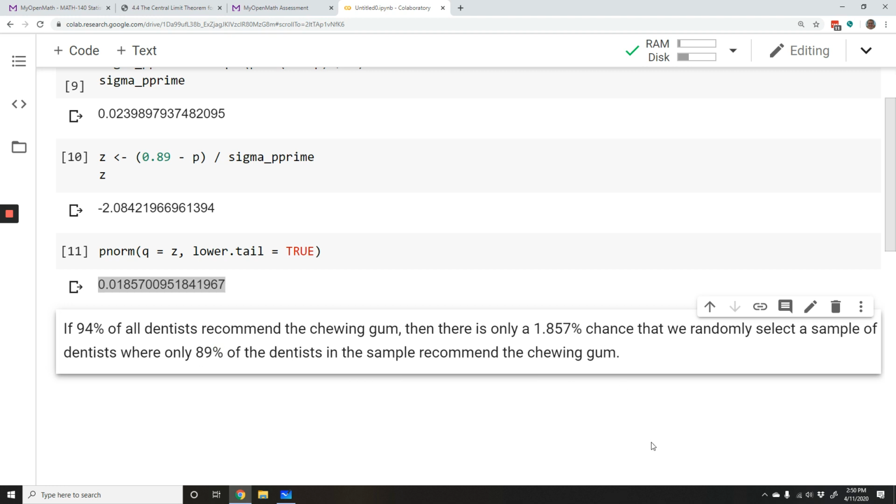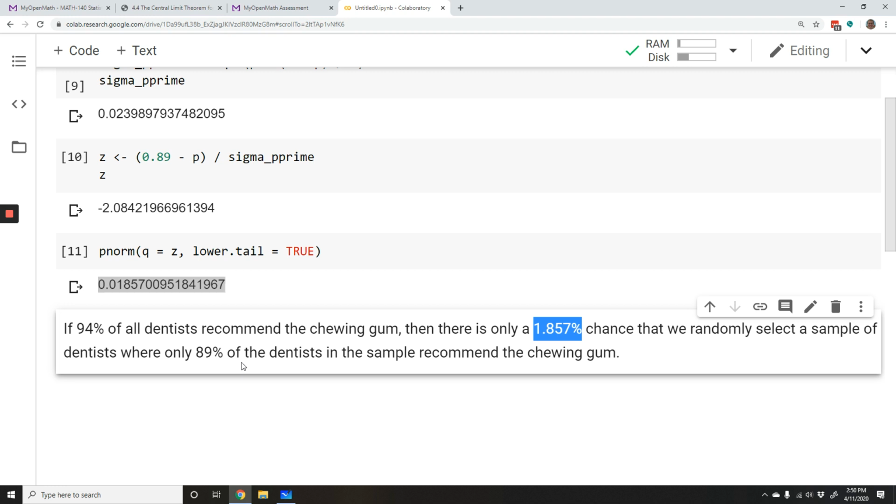Okay, so if we look at that, we could say, well, gee whiz, are we really lucky? Or do we begin to doubt this conclusion here? Do we begin to say 94% might seem a little high? Maybe we actually think that the population proportion is closer to 89%, what we got from our sample proportion, because this is so unlikely a result. The result we got is there's only a 1.857% chance of getting results as extreme as the one we got. So we might look at this and say, I doubt the chewing gum company's claim. I don't think it's true.